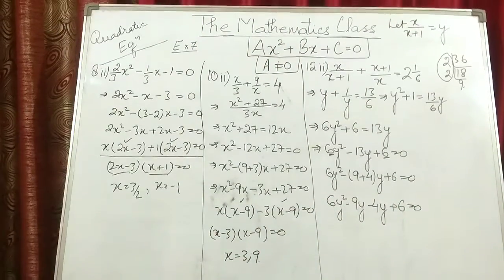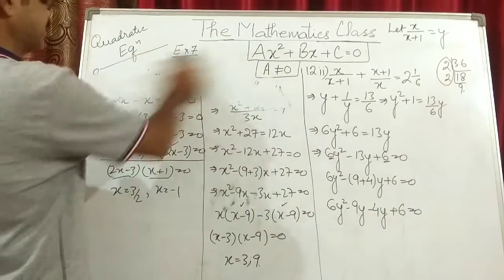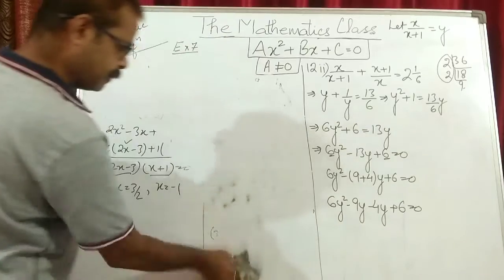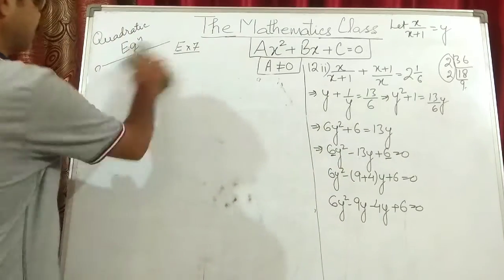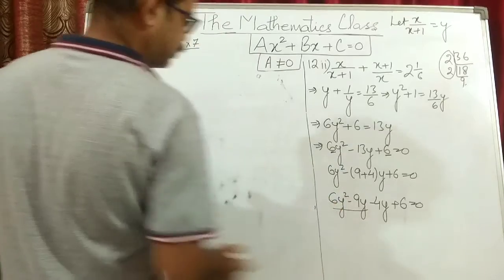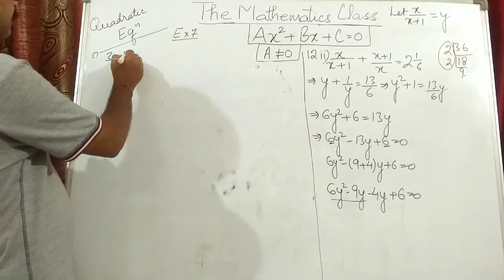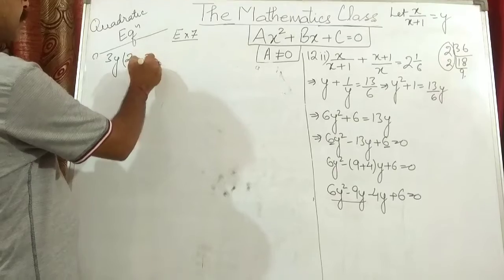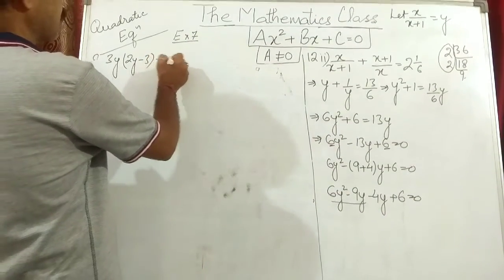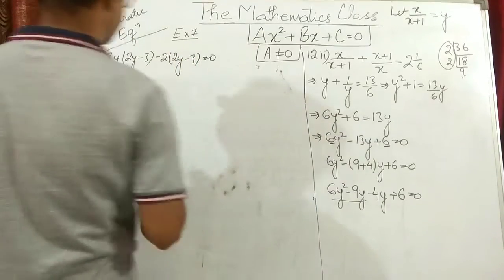Then we can write as: from the first two terms we can take 3y common. So 3y common. What is left? 2y minus 3. And from the remaining terms we can take minus 2 common. What is left? 2y minus 3 is equal to 0.